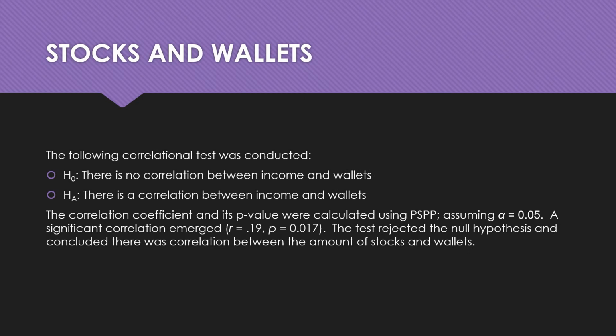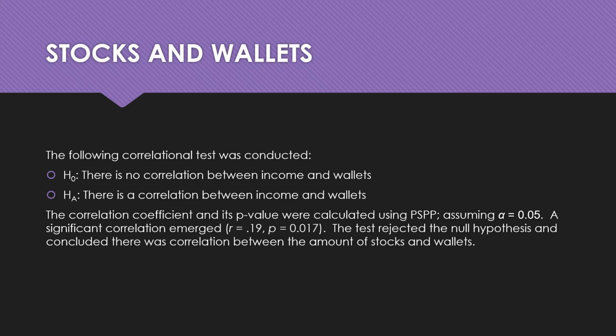The last one is stocks and wallet. The null hypothesis is there is no correlation between income and wallets. The alternative is that there is a correlation between income and wallets.